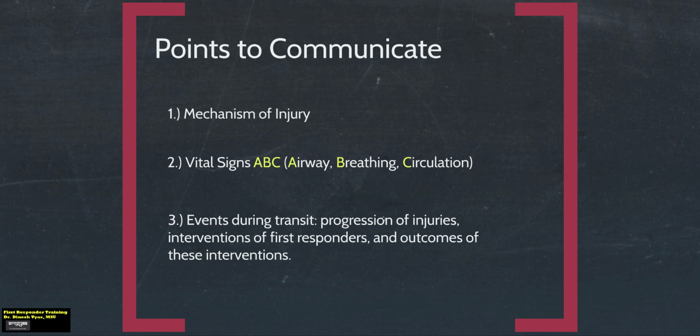Important points to communicate include the mechanism of injury, if it was witnessed, the vital signs, ABCs: airway, breathing, circulation, and the events that occurred during transit, such as a progression of injuries or interventions of the first responders, and any outcomes of these interventions.